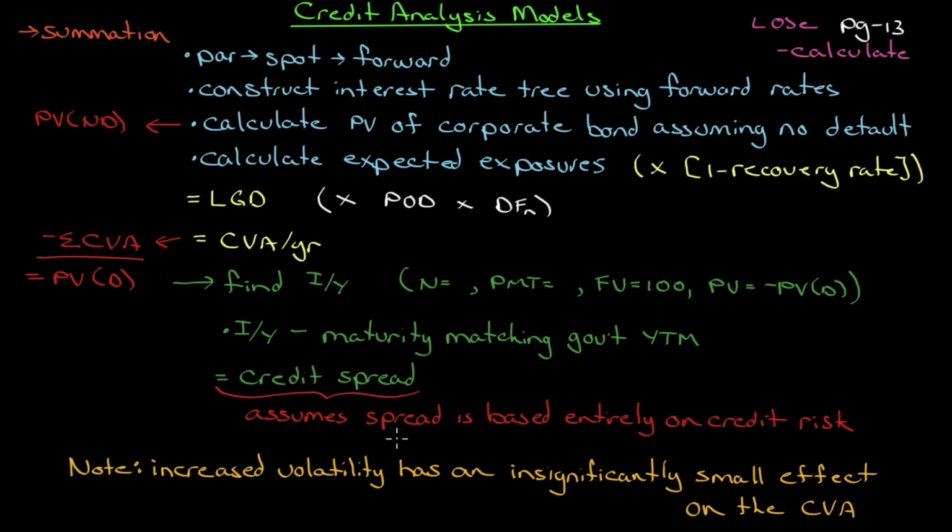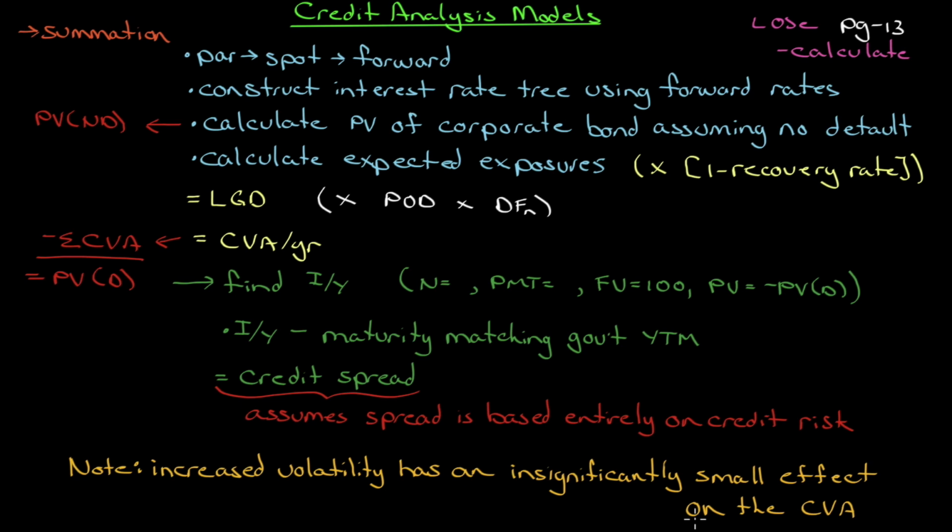And this credit spread assumes that the spread is based entirely on credit risk. Note, increased volatility will change the structure of the interest rate tree. However, it has an insignificantly small effect on the CVA. It will affect a bond with an embedded option. Increased volatility does do that. But as far as the CVA goes, it's an insignificantly small difference on the CVA, only because of the lack of symmetry in the interest rate tree when interest rates change.